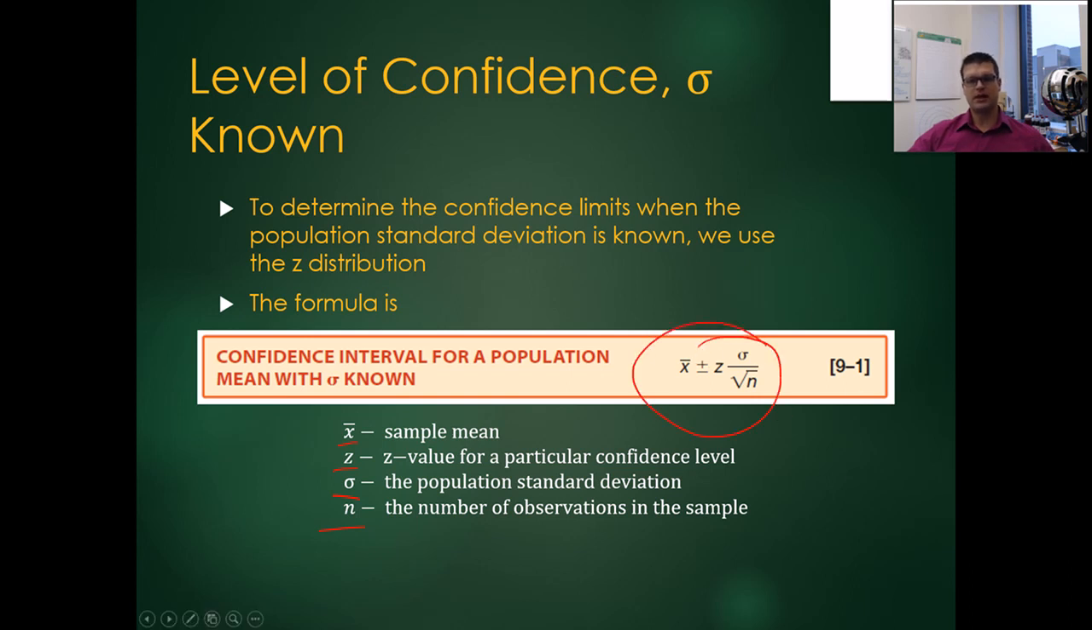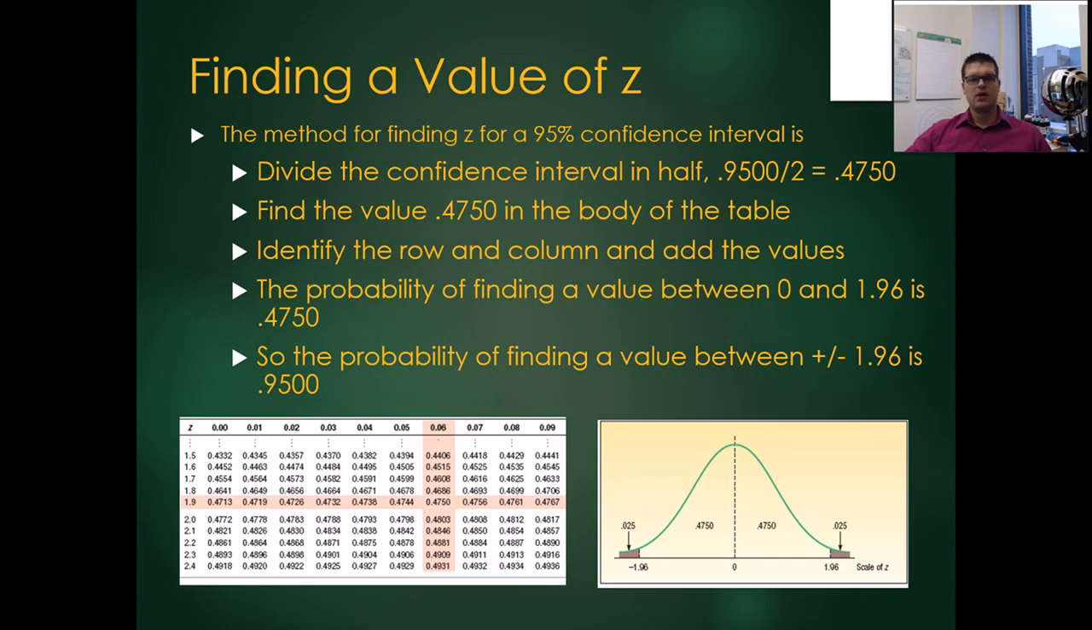Make sure you guys write this down. You will need to know how to do this formula. So X bar plus or minus Z, for the desired level of confidence, multiplied by the standard deviation divided by the square root of n. So let's take an example.